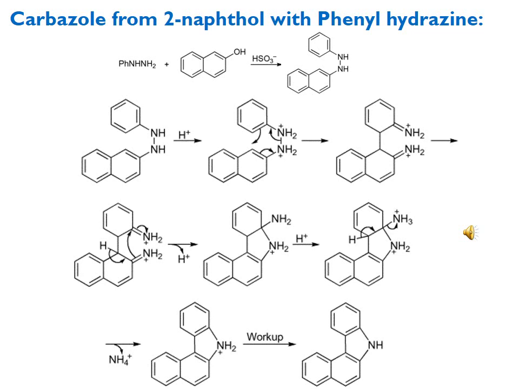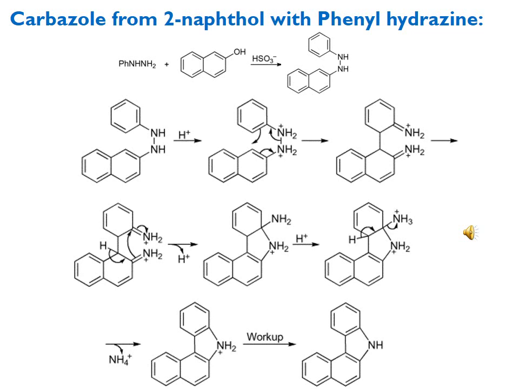That is similar here: phenyl hydrazine reacts with 2-naphthol in the presence of sodium bisulfite to form the addition product. But in the next step, when we protonate this moiety, two protons are taken by it, and we get the two NH groups converted into two NH2 groups, that is, two ammonium groups. This acidification can be done with the help of HCl.